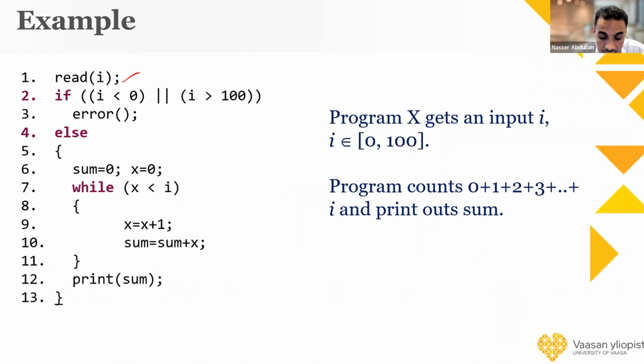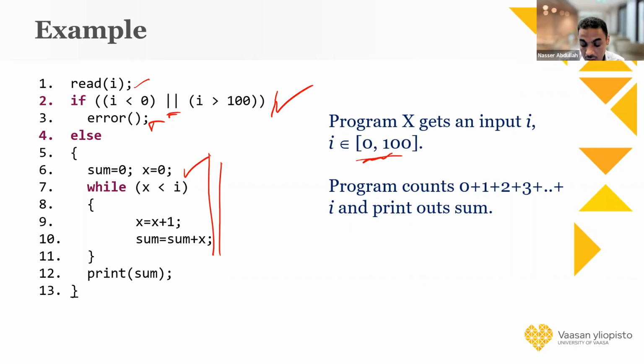this variable, which is I, and then check the variable if it's less than 0 or greater than 100. So the number should be between 0 and 100. If not between these, what we have to do is exit or show an error. Otherwise, calculate the sum. Okay, and then print the sum.